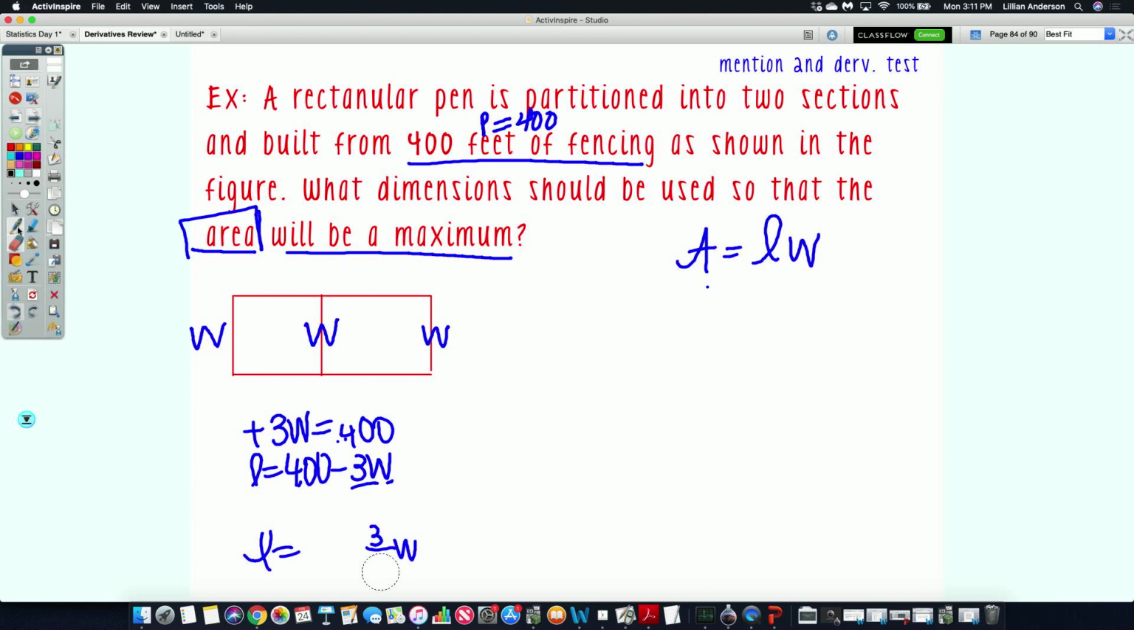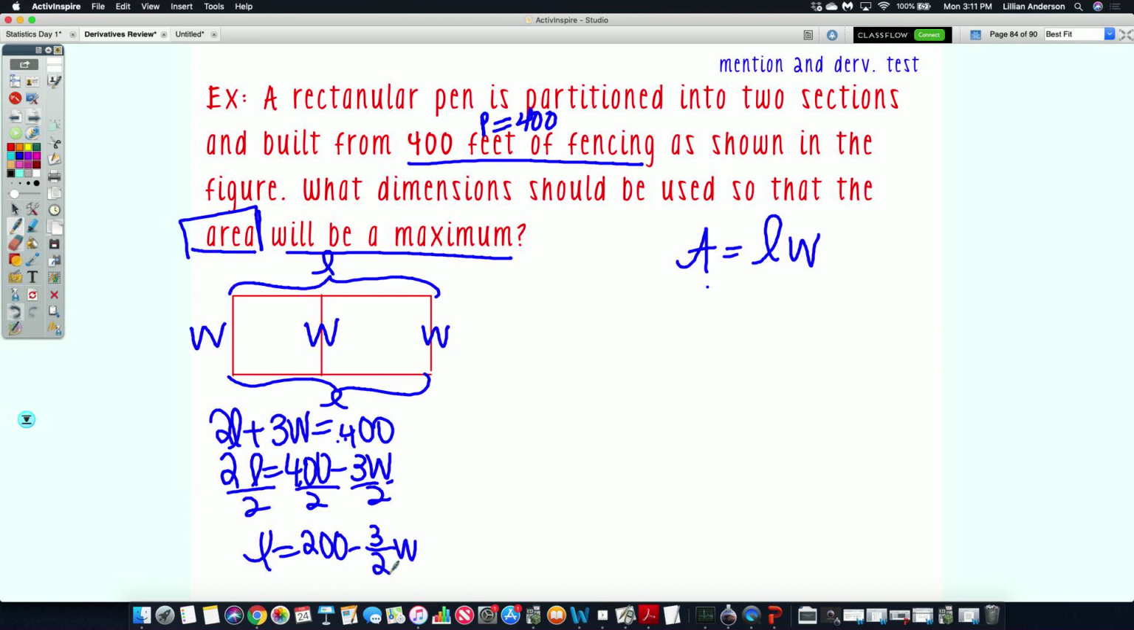So this whole thing represents L, just like this whole thing represents L. 2L plus 3W equals 400, so 2L equals 400 minus 3W. Divide everything by 2. This would be 200 minus 3/2 times W. There we go. And then that I plug in for L, and this is the equation that I need to optimize.